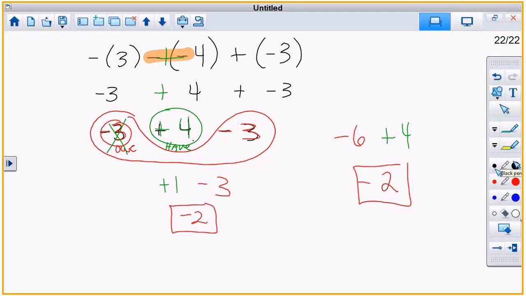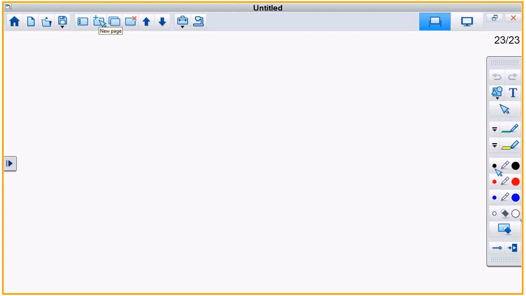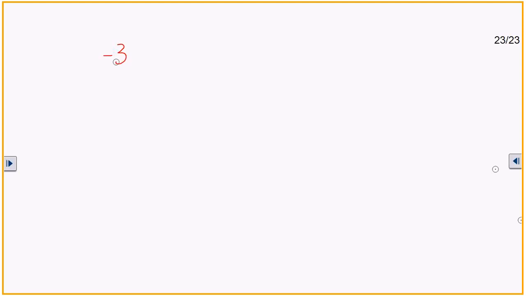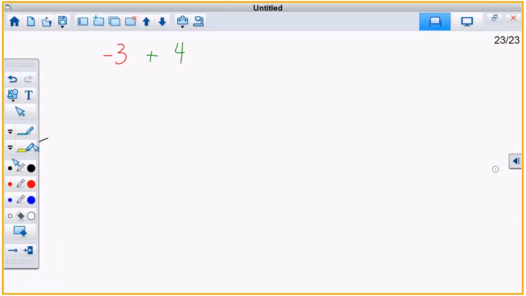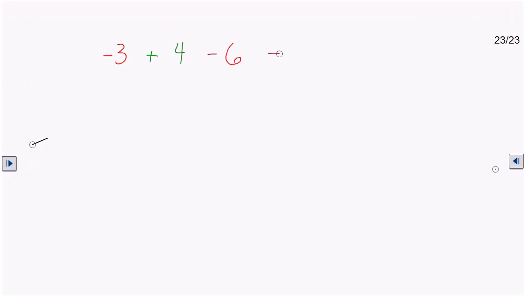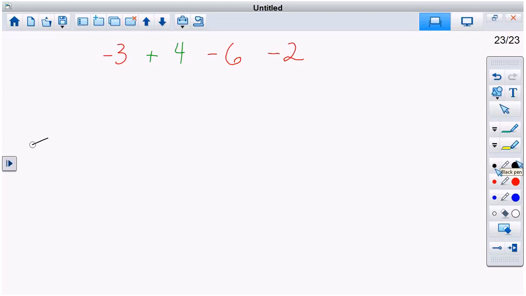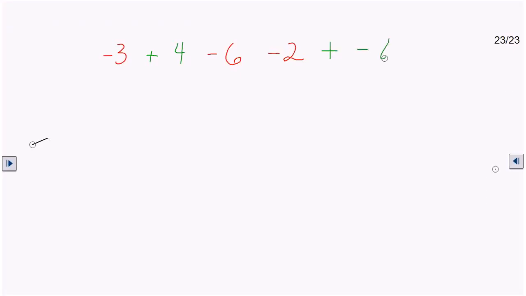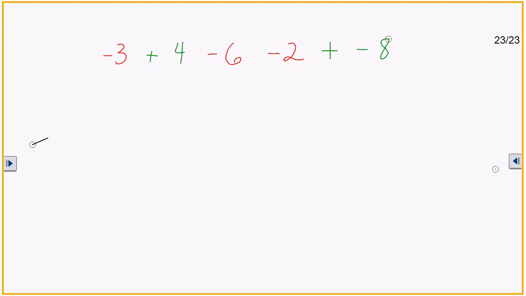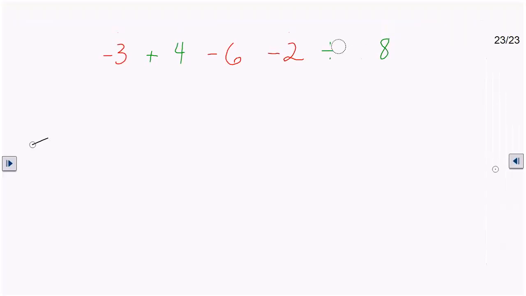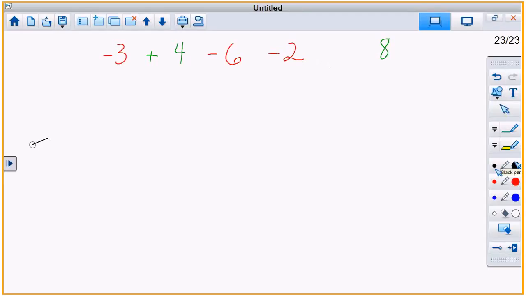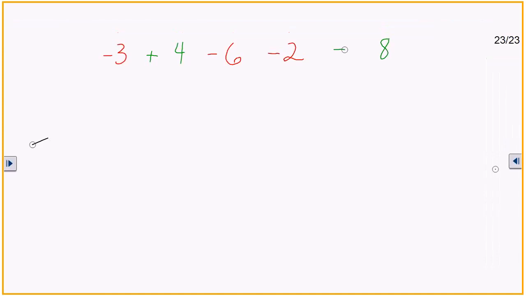Let's try another one, and let's make it a long one. Let's go with -3, and I'm going to write in colors, plus 4 minus 6 minus 2 plus a -8. Well, first of all, everything is good except for this plus and negative. You don't need that. So you take that out and change that to a negative, because that's what you're doing. You're just subtracting. Okay? So let's go through and do it.